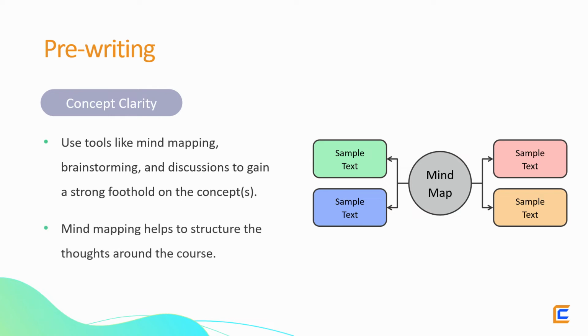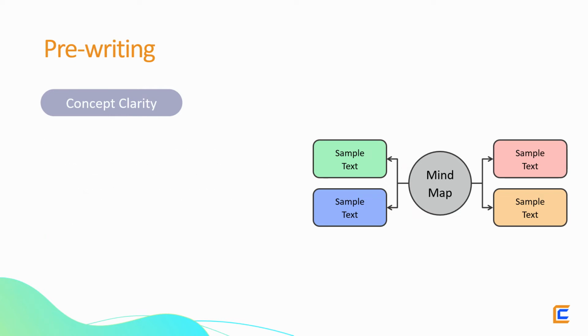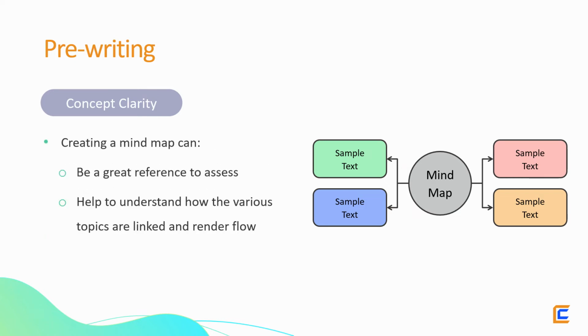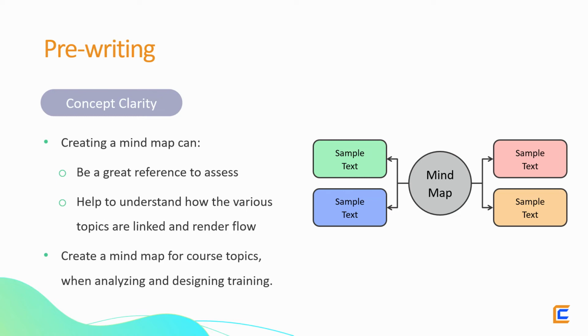Mind mapping is an effective technique that not only helps you structure your thoughts around the course, but the mind map you create can be a great reference to assess and understand how the various topics are linked and render flow. Hence, it is recommended to create a mind map for course topics while you learn the content, that is, when analyzing and designing training. This results in better thought organization and information processing.